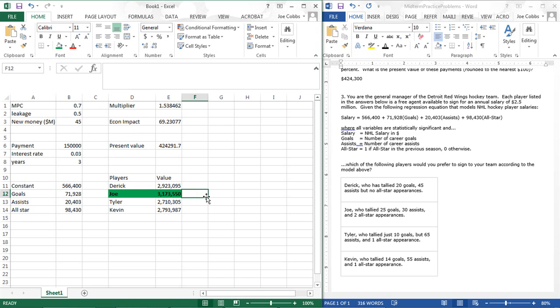That would take into account the way that this regression equation would have been built: all player salaries, put their stats in, find right where the regression line is, which gives us these coefficients, and all of these players appear to be a good value at $2.5 million. Joe is the best value for our $2.5 million.